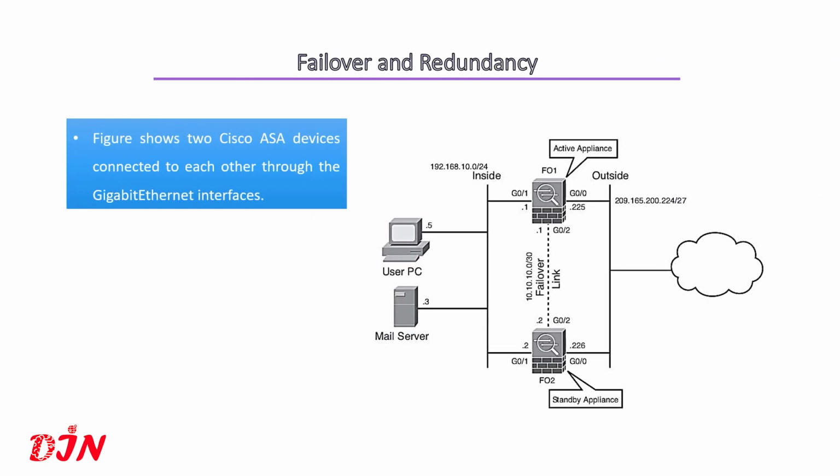The failover control link provides a medium over which the two security appliances can communicate and update one another about the unit state, network link status, hello or keep alive messages, MAC address exchange, and configuration replication from active to standby. The figure shows the Cisco ASA devices connected to each other through the Gigabit Ethernet. The Gigabit Ethernet 0/2 interface is used as the failover link, shown as the dotted line.